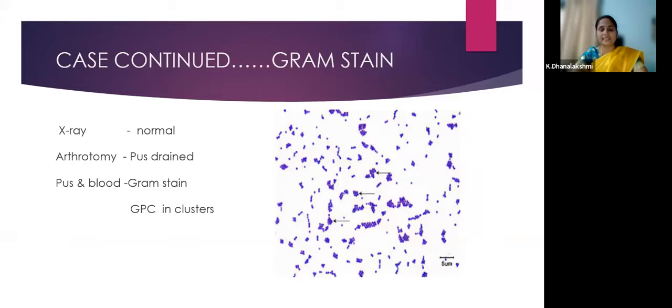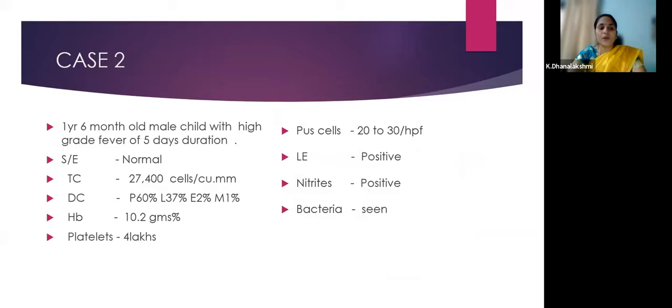Moving on to the next case scenario, we are seeing a 1 year 6 months old child with high grade fever for 5 days duration. On systemic examination, we are not able to find any clue. Total counts show an extreme leukocytosis, that is 27,400 with polymorphs predominant. Hemoglobin and platelets are okay. So what are the causes of extreme leukocytosis? It can be UTI, meningitis, or pneumonia.